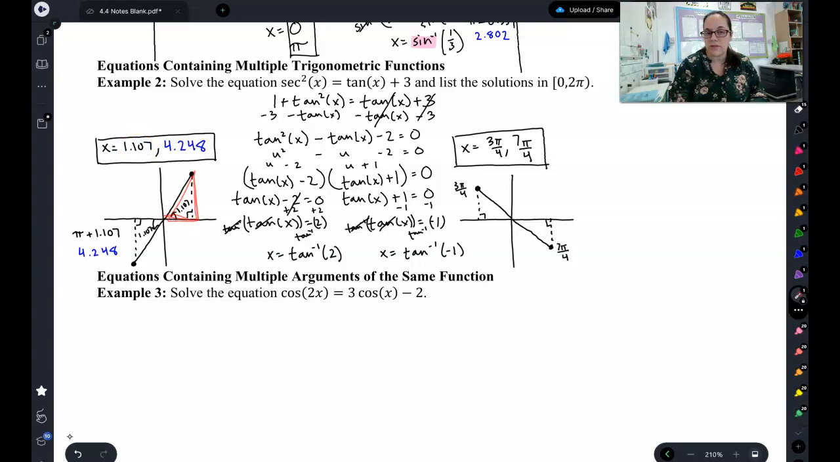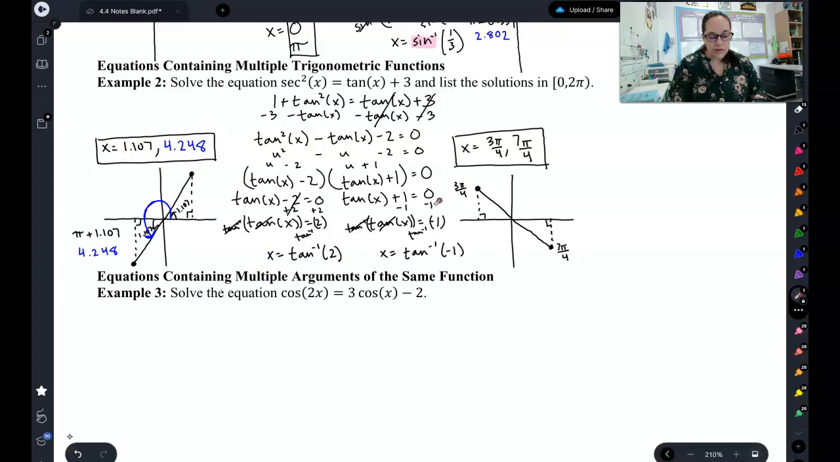There's 1.107. And because this is tangent, I know the other triangle will be right down here, quadrant 3. Those are the two triangles that have the same tangent value, which means this angle will also be 1.107. However, I don't want to find that angle. I want to find this angle, which is going to be pi plus my 1.107. So that's what I did right here to get 4.248. So those are the two angles I got from my calculator from this part of the equation.